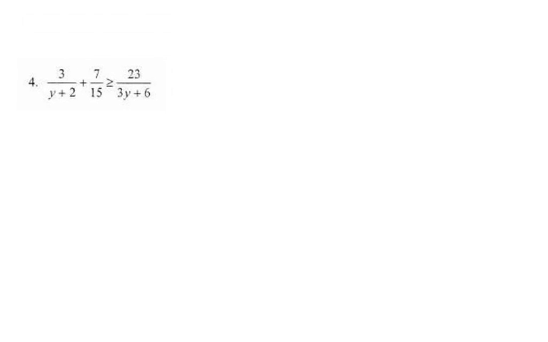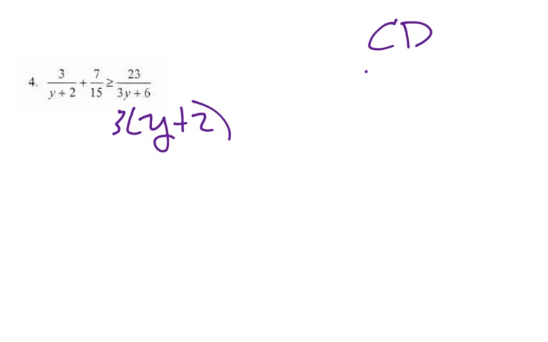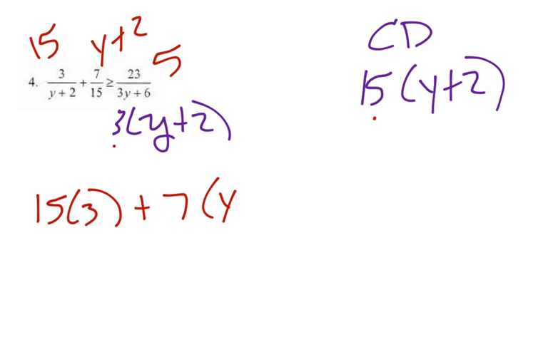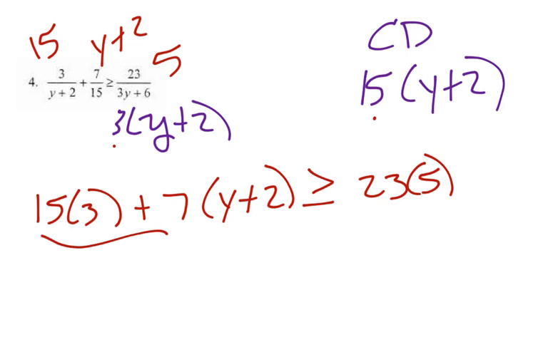Okay, looking at number 4, start by seeing if you can break anything down, and you can pull a 3 out, and it leaves you y plus 2. So your common denominator is, you have a 15 and a 3, so 15 and a y plus 2. So compare. We're missing a 15, we're missing a y plus 2, and we're missing a 5 because 15 divided by 3 is 5. So multiply to create your inequality. So you have 15 times 3 plus 7 times y plus 2 is greater than or equal to 23 times 5. Everything on the left goes to y1, everything on the right goes to y2.